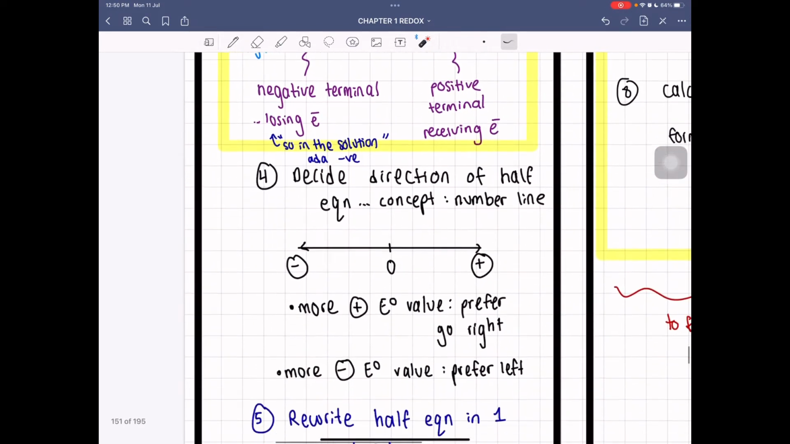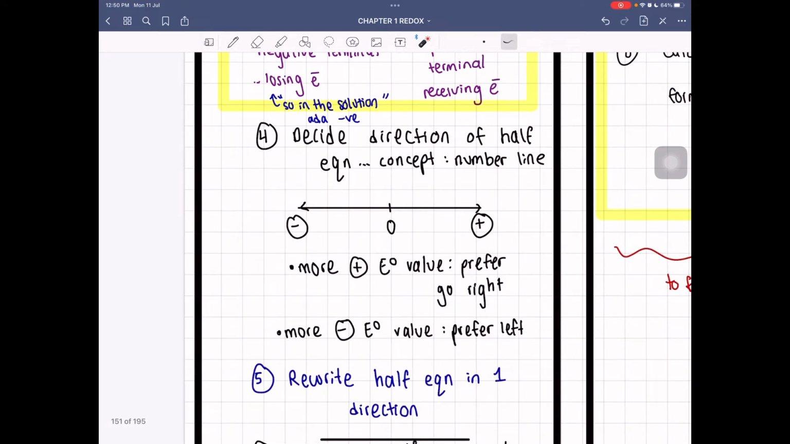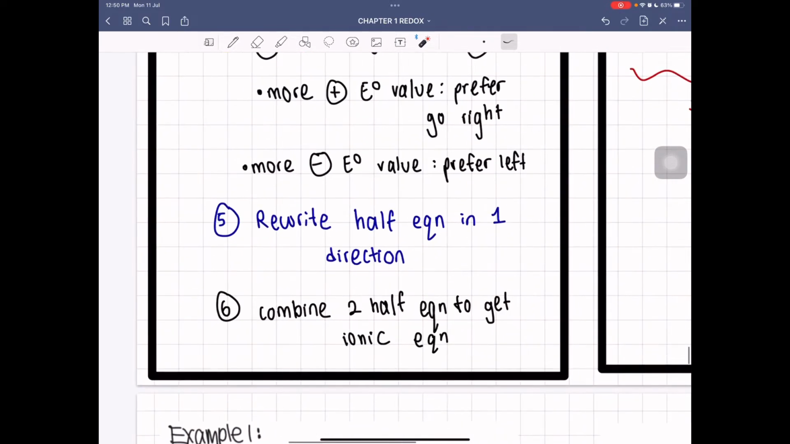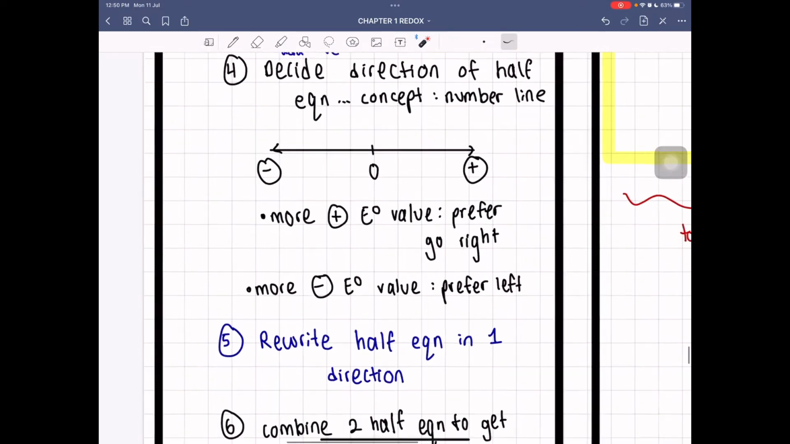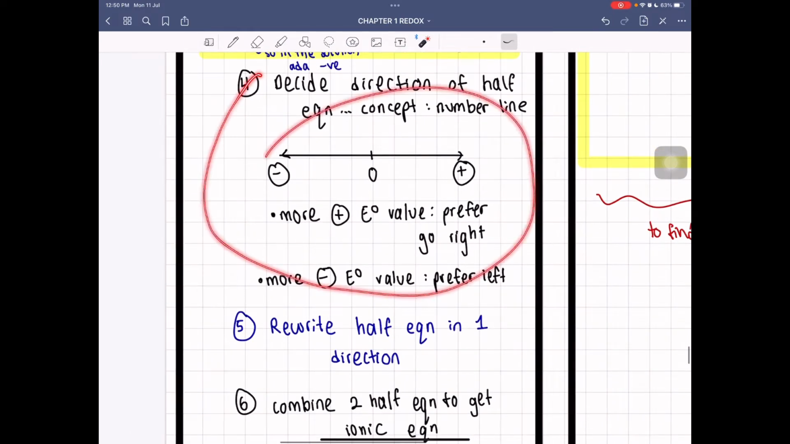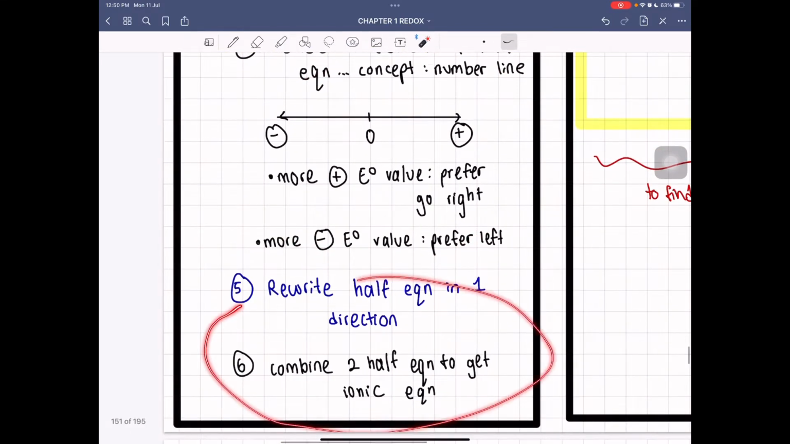Okay, number four, you have to decide the direction of the half equation, and the concept here is by using the number line method. So if the E-naught value is more positive, it prefers to go right, whereas if it's a negative E-naught value, it prefers going left. And you'll see what I mean later on as we go. Number five is rewrite the half equations in one direction after doing this, and then number six is combine the two half equations to eventually form your ionic equation.